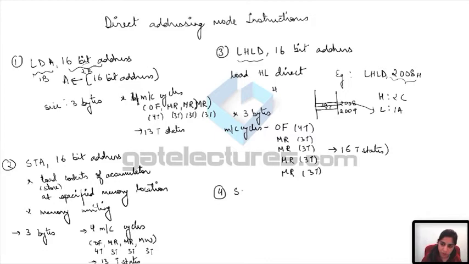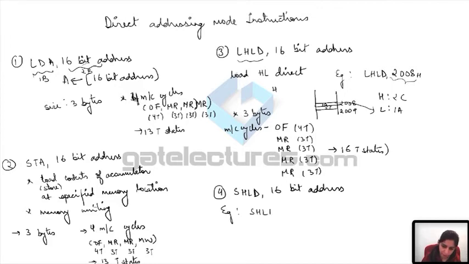Next is store HL direct, SHLD. Here we were just reading data from memory and storing it in the HL pair. Now we are going to store the contents of the HL pair into memory, at the given address. So this is just the opposite of the previous instruction. We are going to see an example here also.